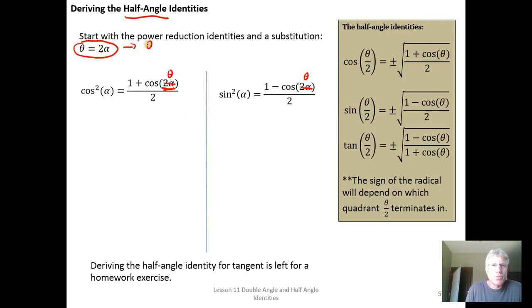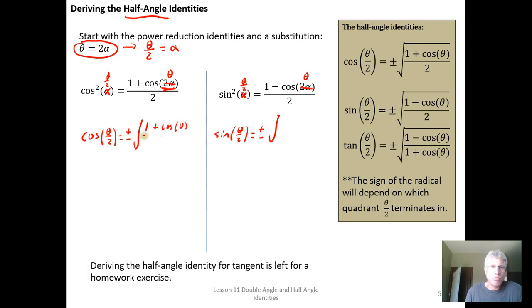But dividing both sides by 2 also tells us that theta over 2 is equal to alpha, which means we can come in here where the alpha is and replace it with a theta over 2. And then to get rid of the squaring on the sine and cosine function, we take the square root of both sides, which is going to kill the squaring right here. So I'm going to wind up with a cosine of theta over 2 equaling, and a sine of theta over 2 equaling, plus or minus the square root of 1 plus cosine theta over 2, and plus or minus the square root of 1 minus cosine of theta all over 2.